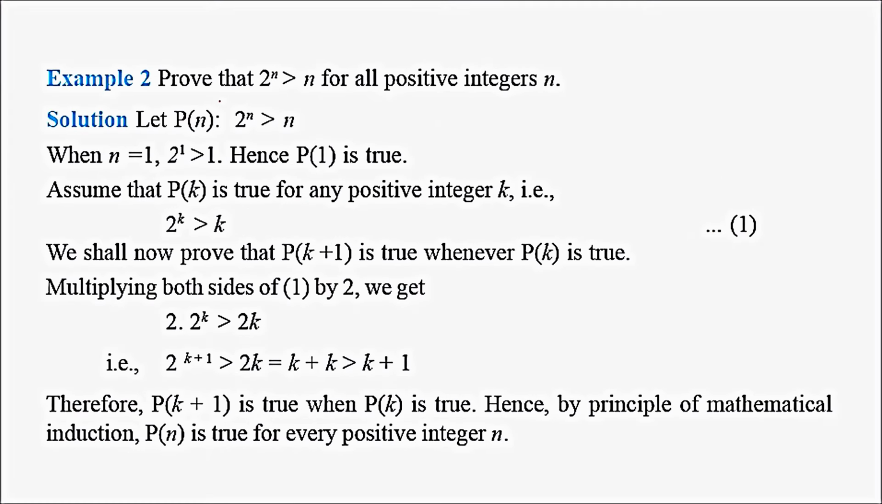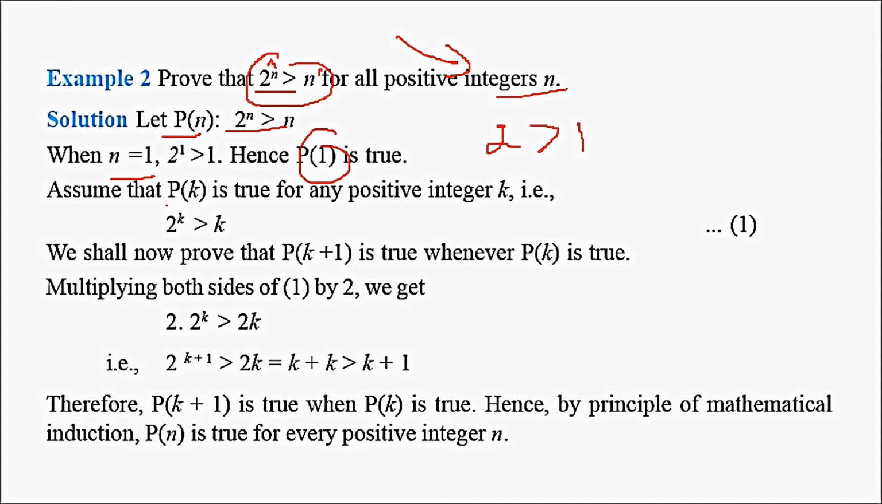Let us take one more example. We need to prove that 2 to the power n is greater than n for all positive integers n. This is our Pn, so Pn is 2 to the power n greater than n, and we need to understand that it is for all positive integers. Let us check it for n equal to 1. For n equal to 1, what will be the answer? Let us place 1 here. So 2 to the power 1 is greater than 1. Yes, 2 is greater than 1. This is true. Hence P1 holds.